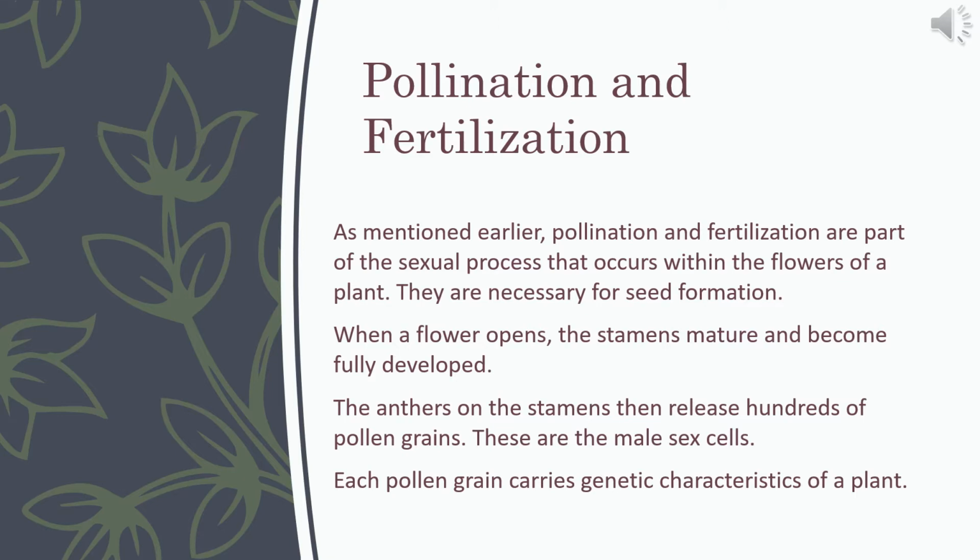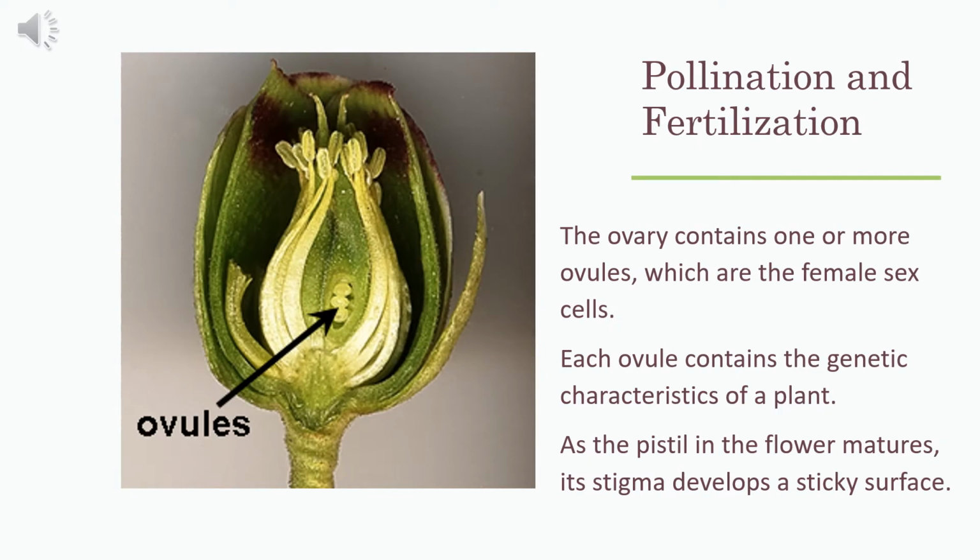As we said, each pollen grain has the genetic characteristics of a plant, as do all of the ovules inside the plant's ovaries. Now, depending on the plant, each ovary may contain one or more ovules. So there are some ovaries that will only create one seed, while other ovaries will create many seeds. An example of this is a tomato. We know that there are many seeds inside that tomato.